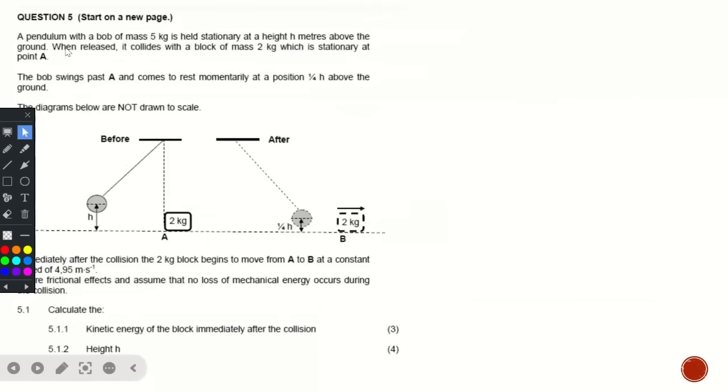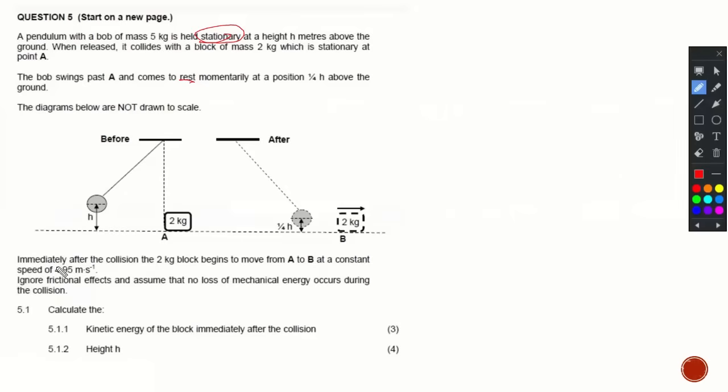Question 5 says a pendulum with a bob of mass 5 kg is held stationary at a height h meters above the ground. When released, it collides with a block of mass 2 kg, which is stationary at point A. The bob swings past A and comes to rest momentarily at a position of a quarter of h above the ground. The diagram below is not drawn to scale.